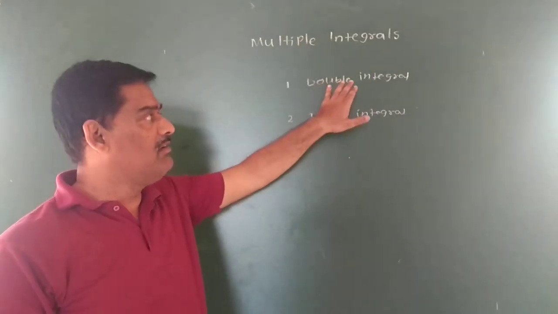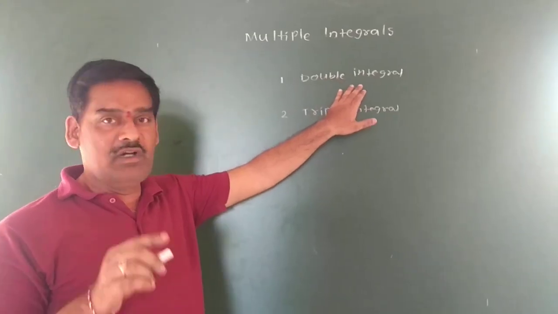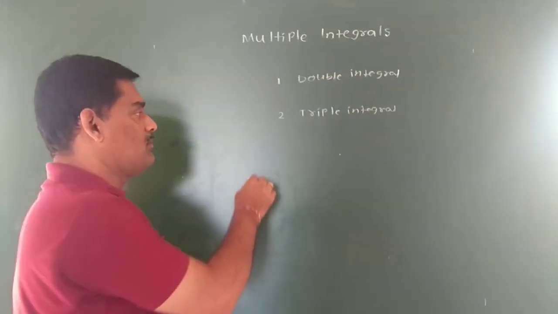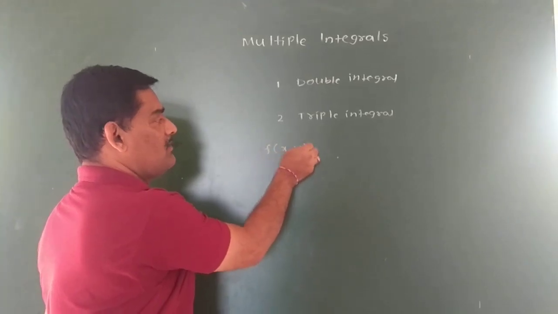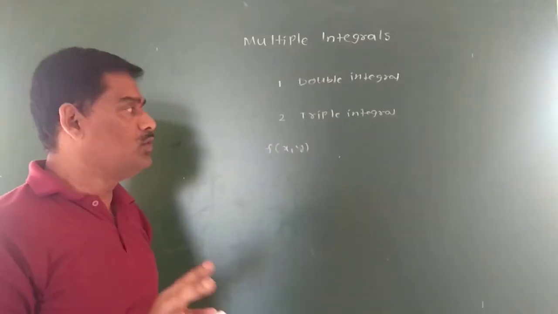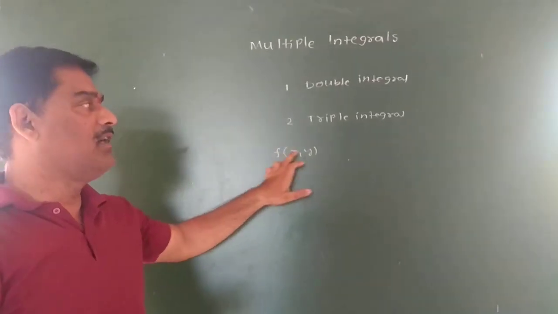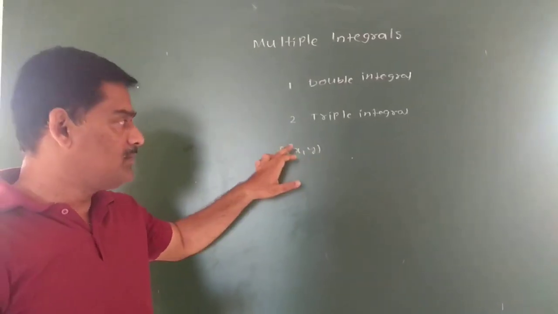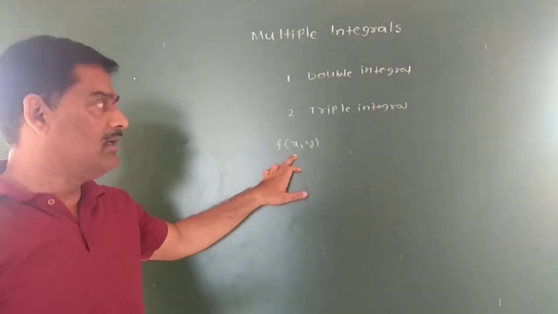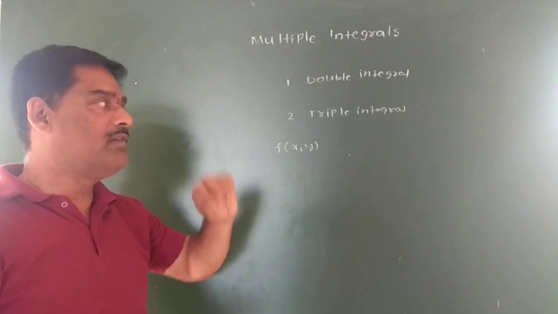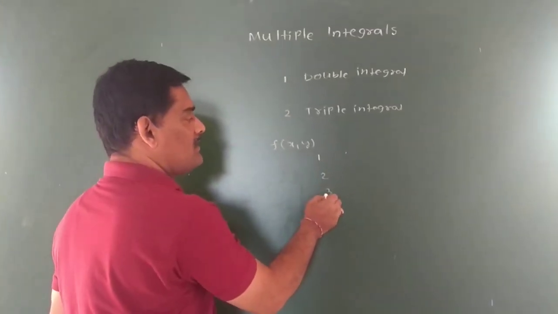Now in order to evaluate this double integral, which is an integral involving two variables, I am supposing a function f of x comma y. It is a function involving the two variables x and y, simply denoted with f of x comma y. Corresponding to this function, the double integration can be calculated based on four different categories. I will just give you the four categories first.